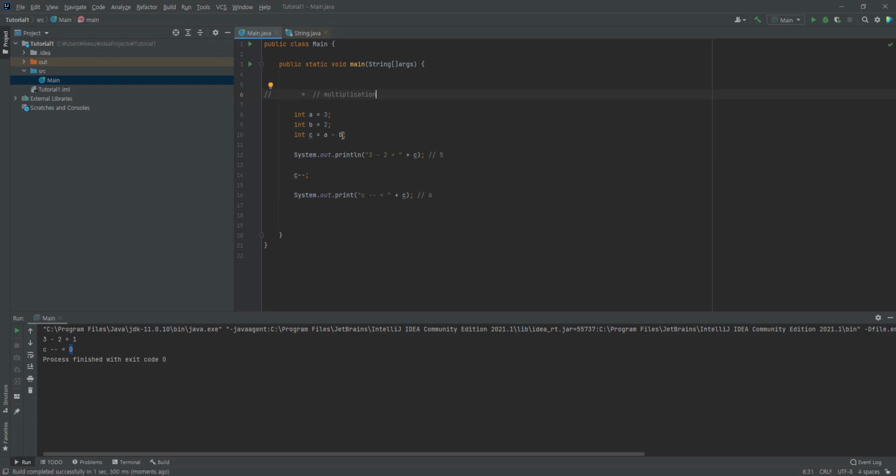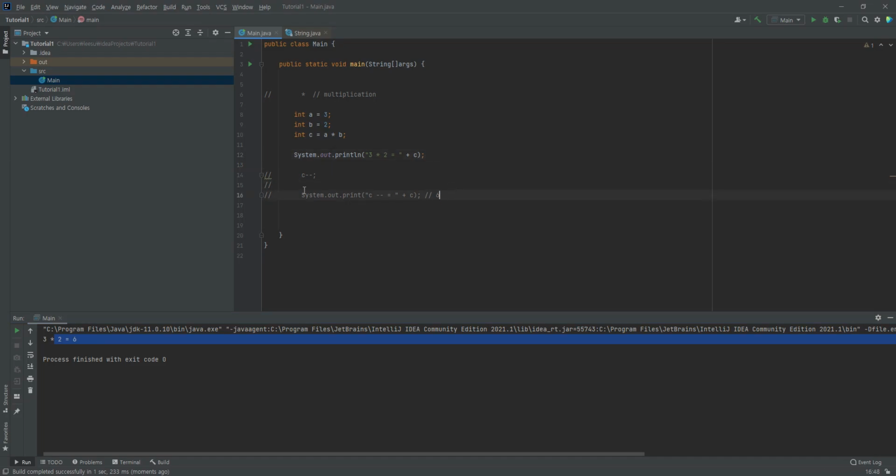So let me just change this to the multiplication symbol, and let me also change this. Of course, it's expected to receive 6. So let me run. Okay, so we're going to receive 6.